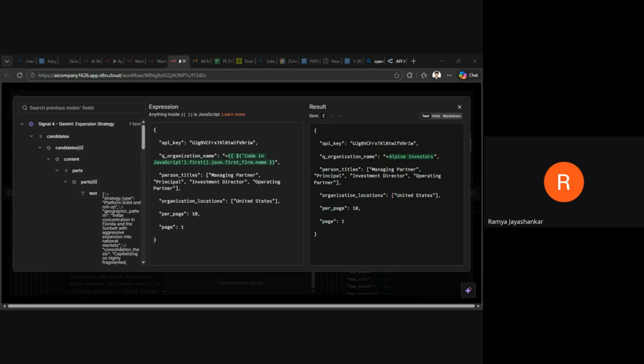Okay, sir. And in Signal 5, it is mentioned as PE decision makers, and in Signal 6, it is mentioned as portfolio company leadership. For Signal 5, do we need to get the private equity firm's decision makers, or is that also about the portfolio companies?